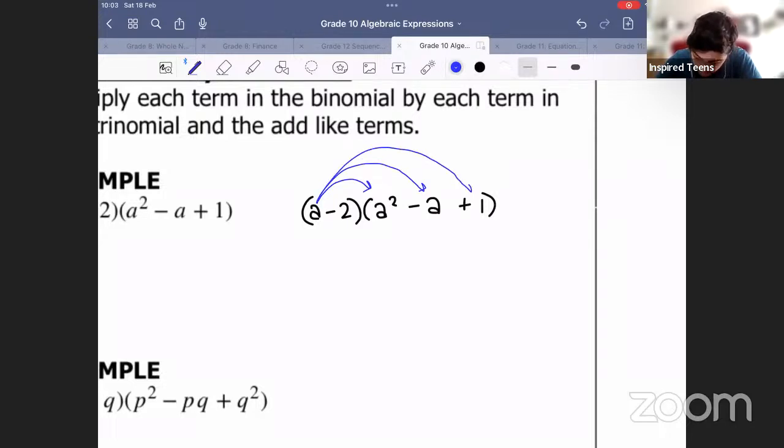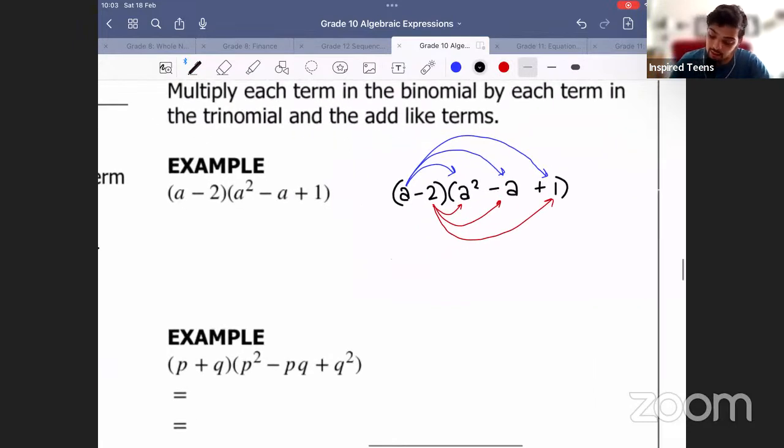Okay, we take it step by step. Thereafter, we need to do the same thing for the second term: the second term in the binomial, multiplied by each term in the trinomial. That's basically what we're doing. We're multiplying it out. We're actually distributing, but with 2 terms. So that's exactly what I'm going to do.